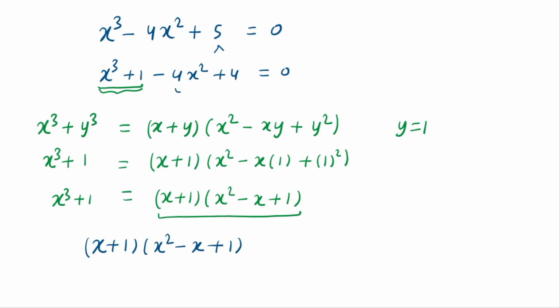And look carefully at these two terms. Here if we take common minus 4, then you will get x square minus 1, and this equals 0. On the left hand side, x plus 1 times x square minus x plus 1 and minus 4 times x square minus 1, and this equals 0.